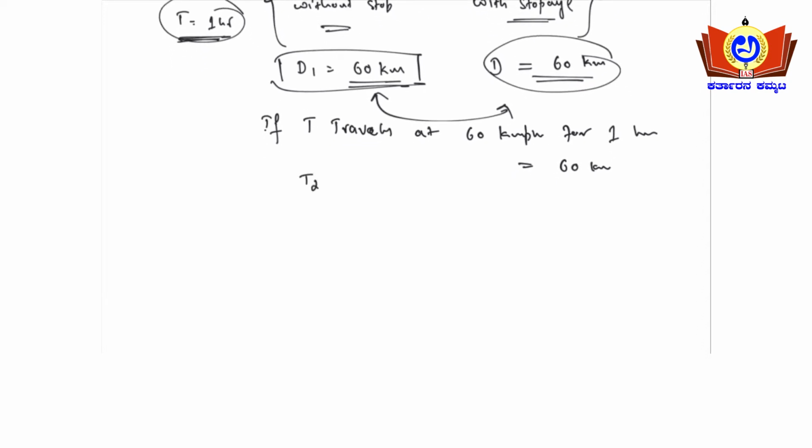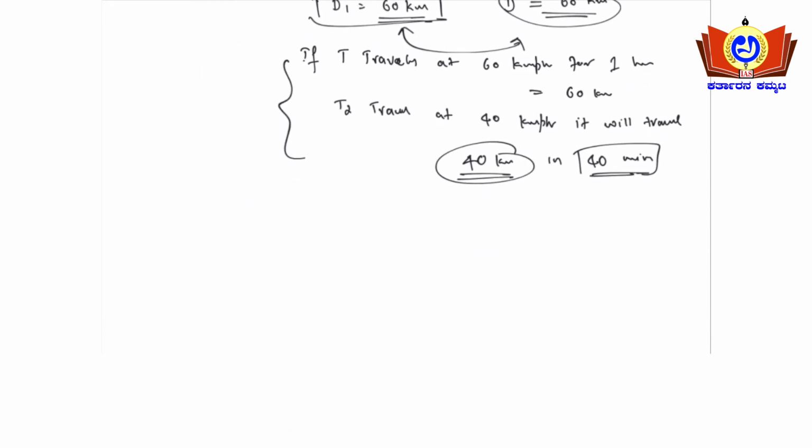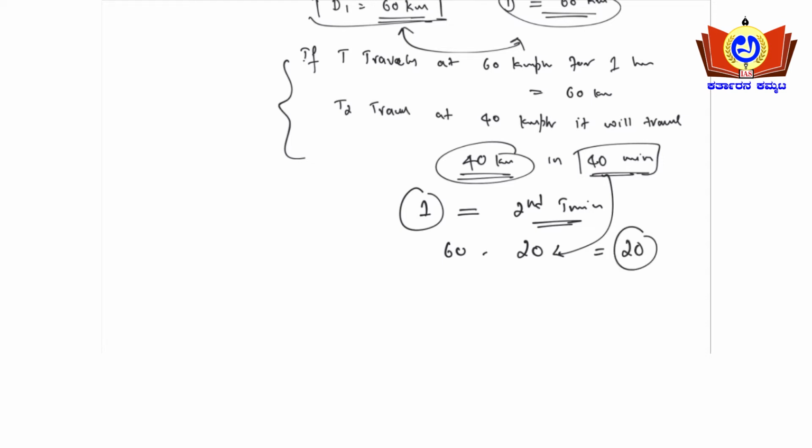So if train 2 travels at 40 kilometers per hour, it will travel 40 kilometers in 40 minutes. Yes or no? In 40 minutes it will cover 40 kilometers. So in 1 hour, when you see both the conditions here, the second train obviously will stop for 20 minutes, because 60 minutes minus 20 will be 40 here. Yes or no? So 20 minutes is the answer here.